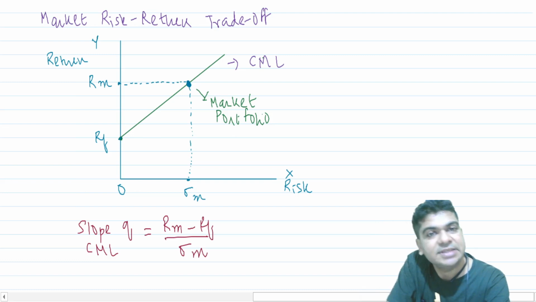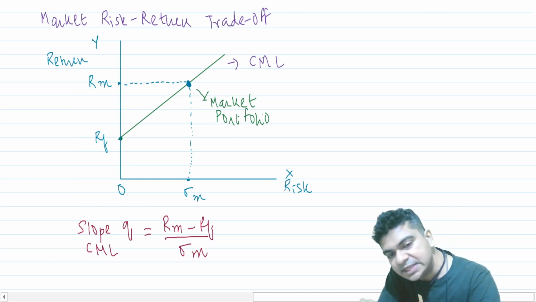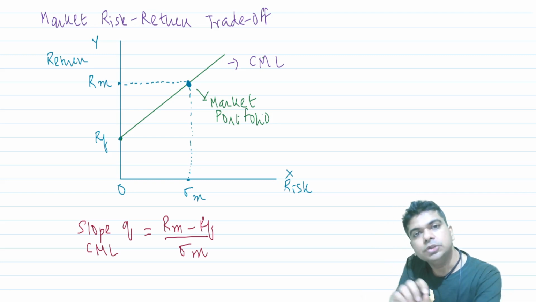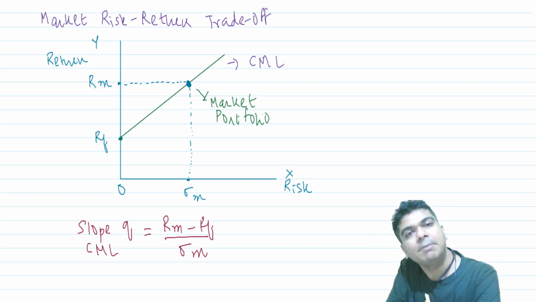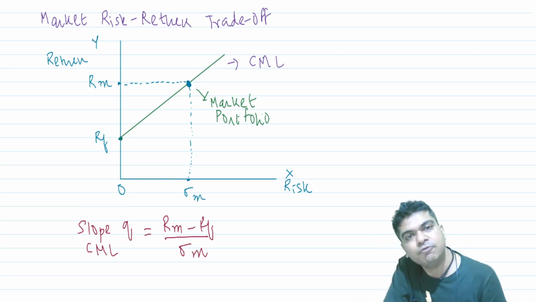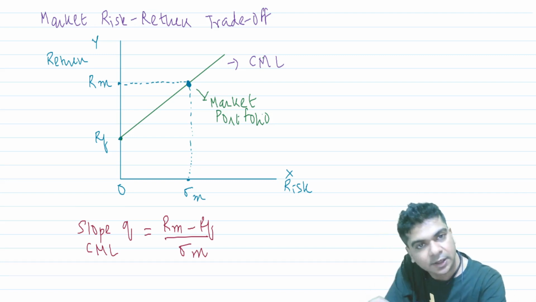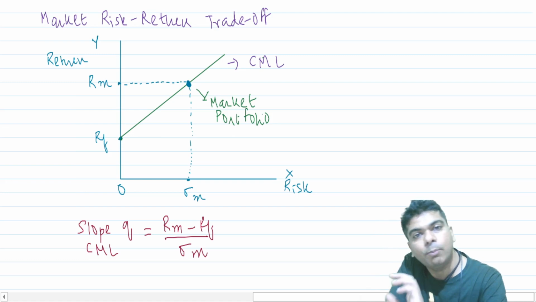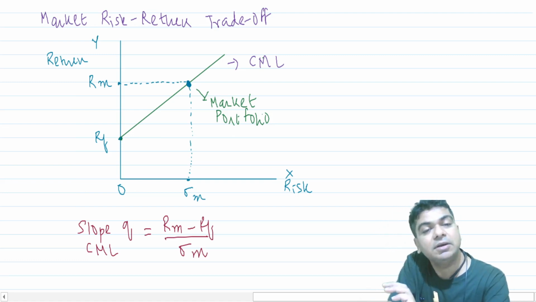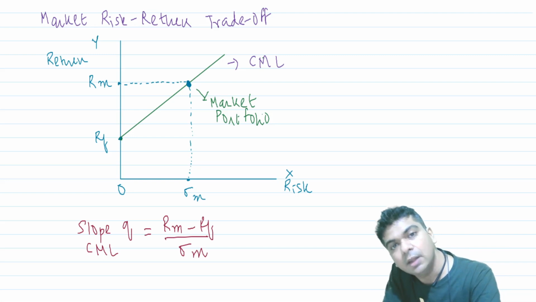So this is the CML that I have on the screen. How do I get the capital market line? Join the risk-free rate of return with the market portfolio with a straight line. I'm getting an upward sloping straight line over here. And then I work out the slope of the CML. The slope of CML, as I said, is the risk return balancing which is done by the market.